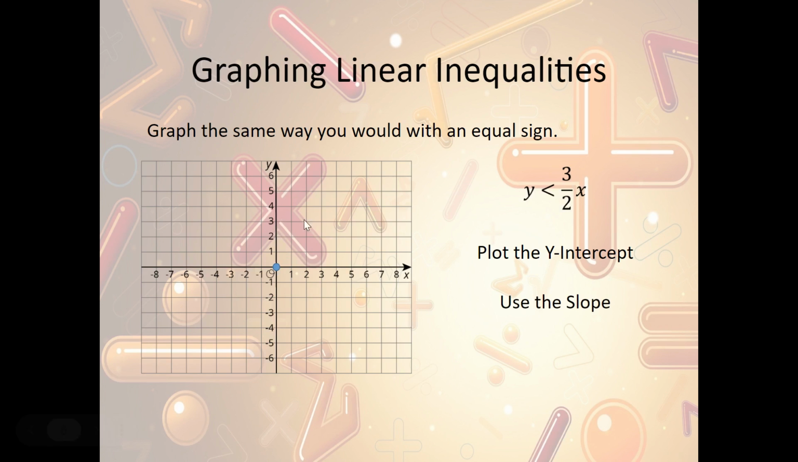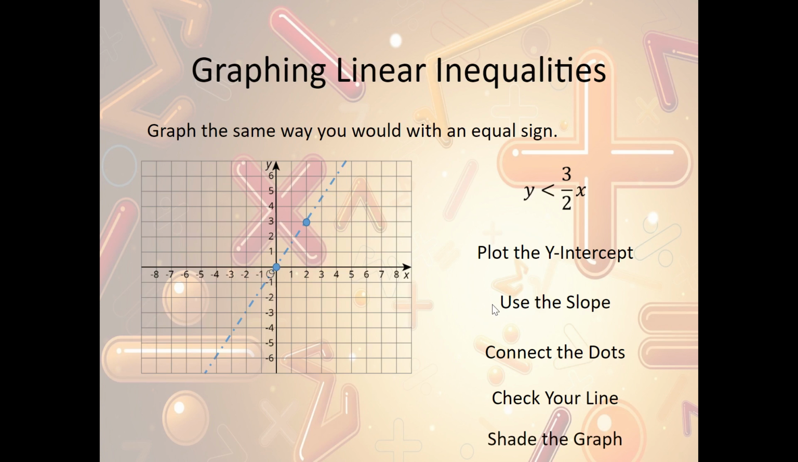So I go up 3 to the right 2, plot my point, and normally I would just connect the dots. But I need to check to make sure I have the correct line, which in this case, they didn't add anything extra, so I don't either, so it should be a dotted line. So there's my dotted line. Now I just need to shade it.